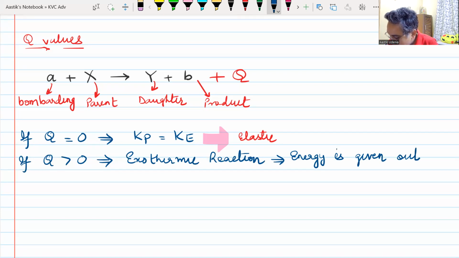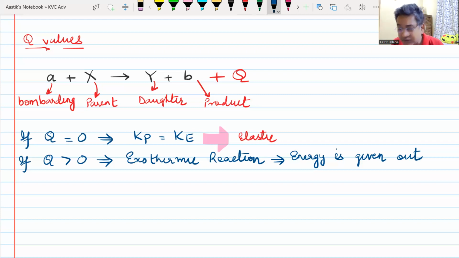Now, such a reaction where energy is given out can happen on its own. They don't need any external energy to help them in doing this reaction. So even if the kinetic energy of the particle A is 0, this reaction can happen on its own. You don't need any kinetic energy. If this particle A just touches it like this, then this reaction can happen.